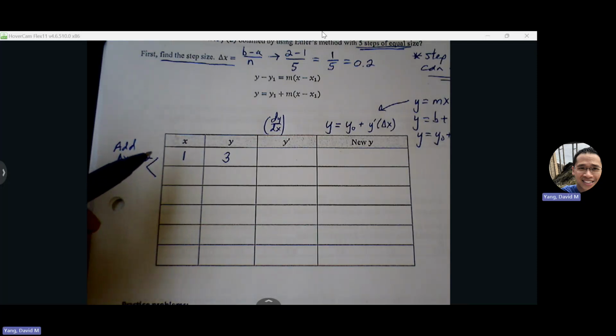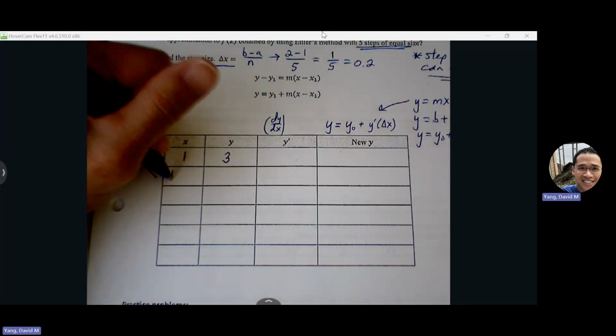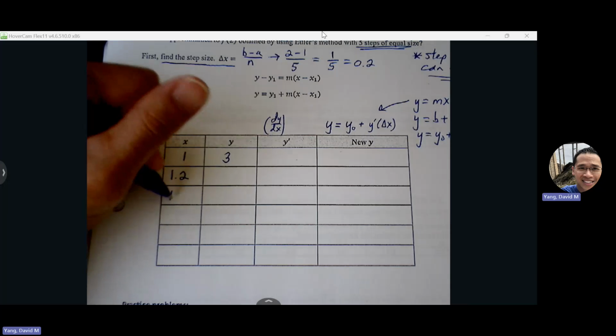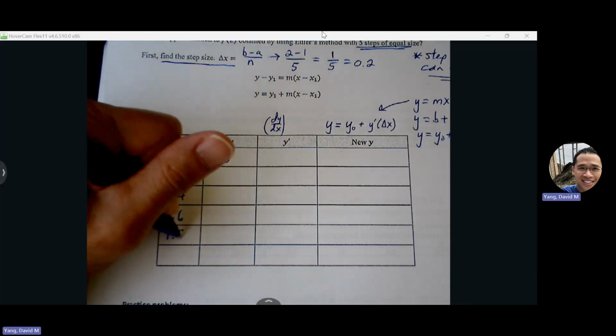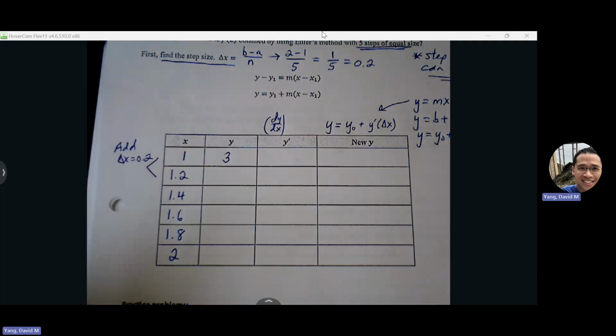Okay, so if I keep adding 0.2, I'll have 1.2. Keep adding 0.2, 1.4, 1.6, 1.8, and then we end with 2.